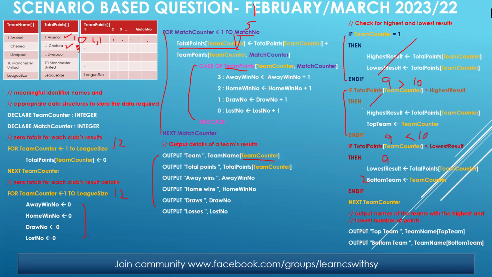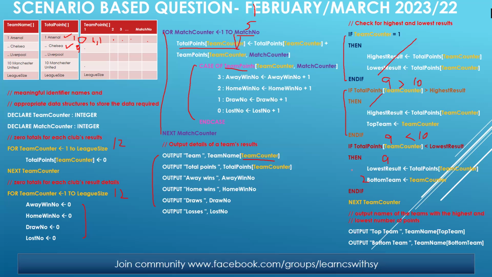Once we are done with all the 12 teams in my league, then the last thing to be done is to output the names of the teams with the highest and the lowest number of points. So simply output top team, team name, top team. Top team is going to hold, assume, any team of your choice. I'm not giving you any name. You can assume any name that was held in the variable top team, and the variable bottom team was holding the team that has scored the least number of points. Once the loop is over, these two names will be displayed.